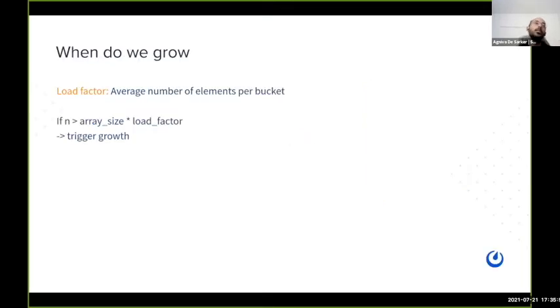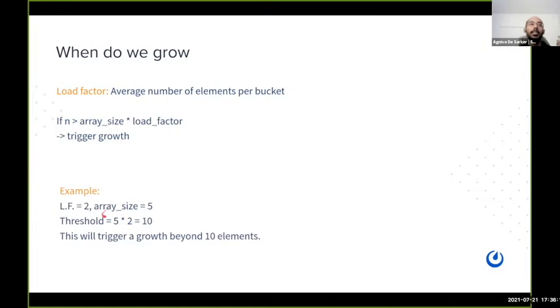When do we grow? Usually in a map implementation, we have something called the load factor. Load factor is the average number of elements per bucket. And the algorithm for triggering growth is: if n, the total number of elements, is greater than the array size times the load factor, we trigger growth. So for example, if the load factor is 2 and our array size is 5, that means in an ideal case, we'll assume that 10 elements is the best case scenario for our map.